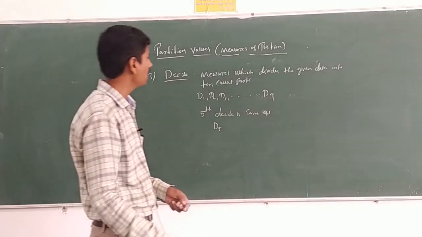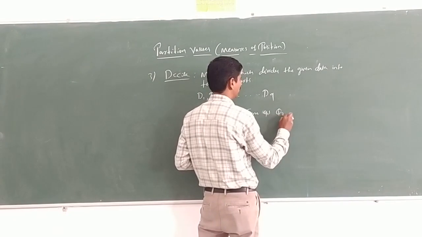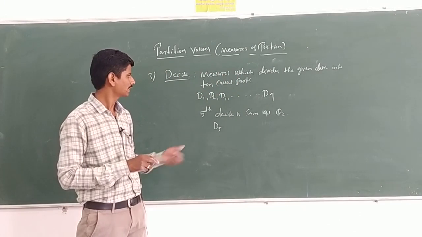Okay, the 5th decile is the same as Q2, the second quartile. The 5th decile is the same as the median.